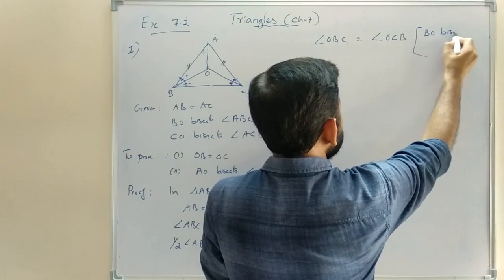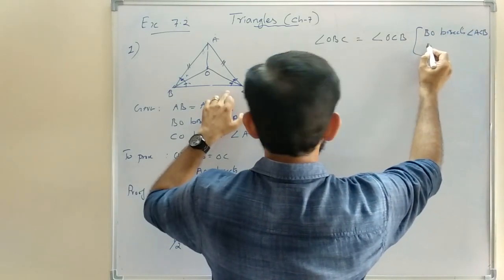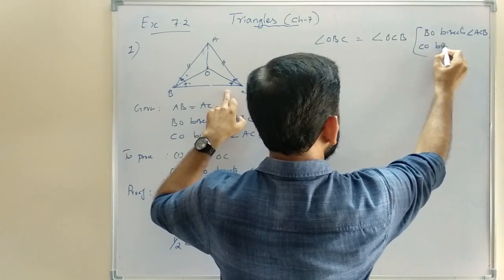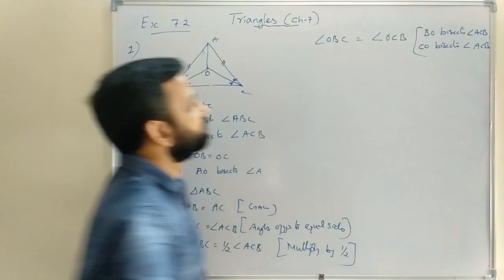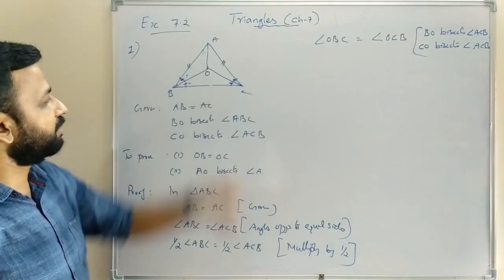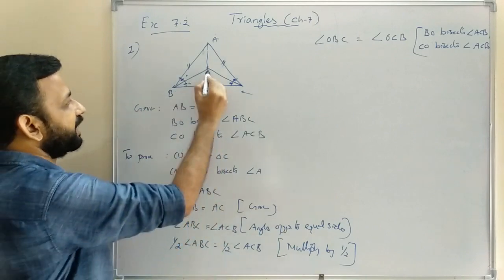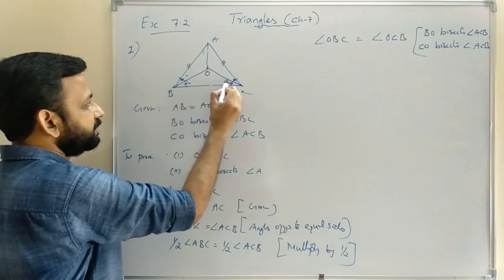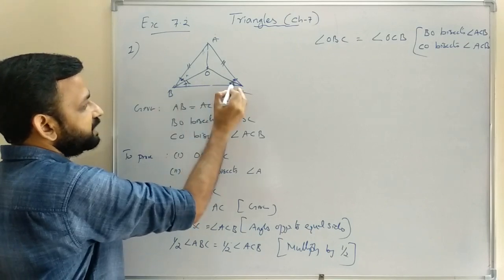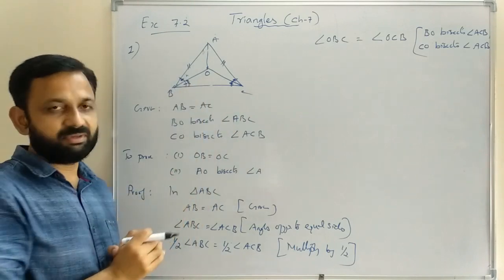BO bisects angle ACB. Then CO bisects angle ACB. So that is the reason angle OBC and angle OCB are equal. If angle OBC and angle OCB are equal, that means these two angles are equal, then sides opposite to them are equal.